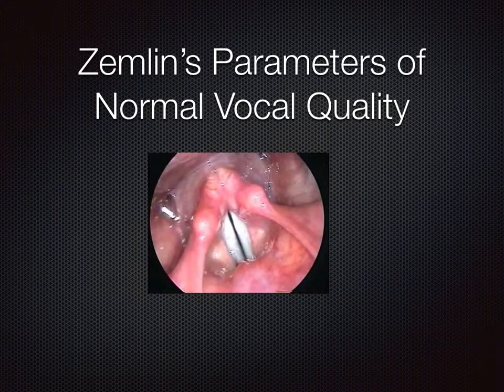Hi everyone, for the Unit 4 assignment we're looking at Zemlin's parameters of normal vocal quality. In this assignment we use the Praat system to really dissect two different samples of speech. One sample was a connected speech sample and the other was a continuous vowel sound. We're going to use those samples to determine if the speech is of normal vocal quality.